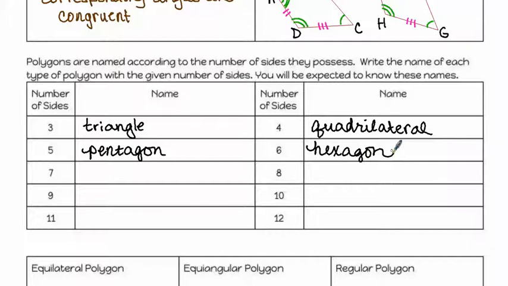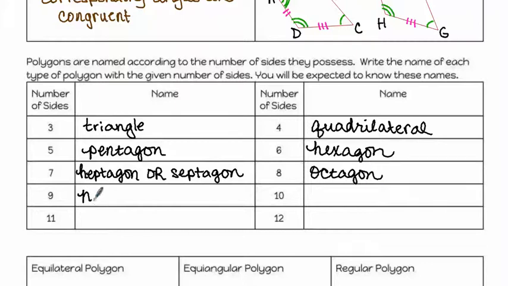These are names that you will need to know. 7, there are 2 answers. You could either give heptagon with an H, or you could do septagon with an S. Either one is acceptable. I tend to go with heptagon, but that's just a matter of choice. 8, octagon.